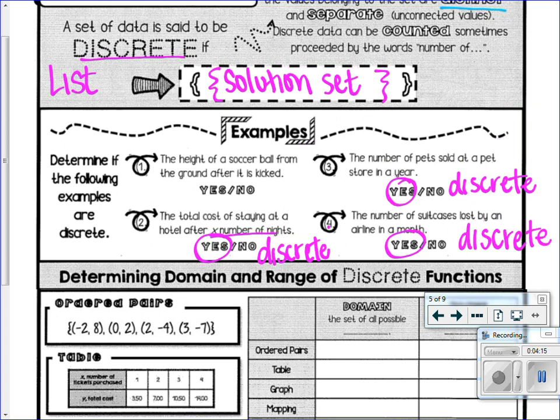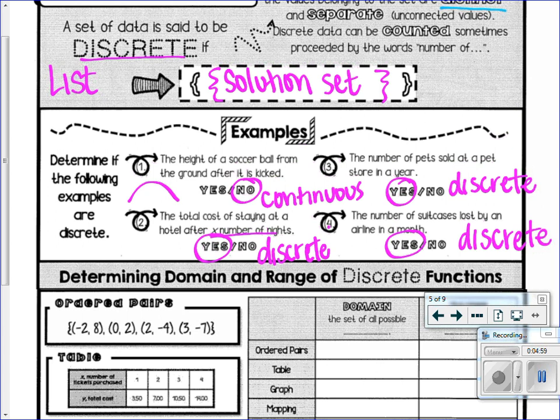And then the first one, the height of a soccer ball from the ground after it's kicked. That is not discrete, because as you kick a ball in the air, it keeps going continuously, and then hits the ground. It's not pixels, and it's not floating and all of a sudden it's here and then moves to the other side. That's not how it works. So when it is not discrete, that graph is called continuous.